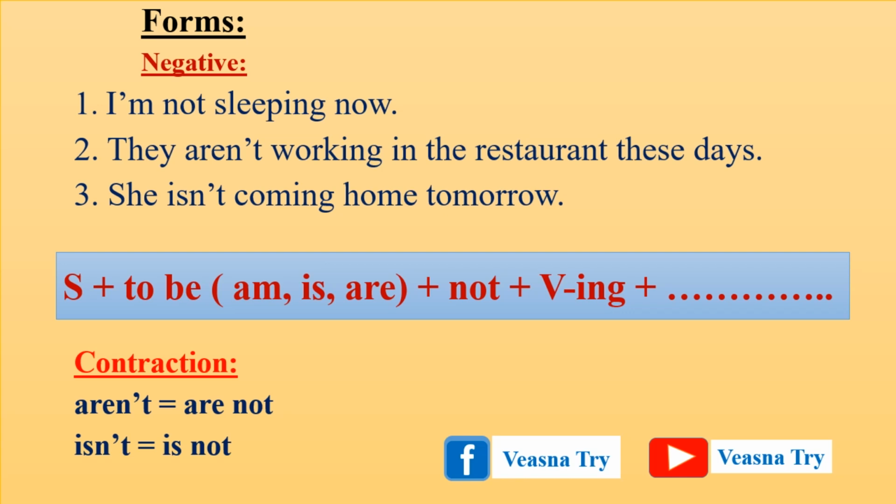Okay, now something else. 2, they aren't working in the restaurant these days. So they is a subject, aren't from the word are not, right? Be plus not, okay, and then working is verb ing. In the restaurant these days is about something else. 3, she isn't coming home tomorrow. So she is the subject, isn't comes from the word is and not together. Okay, is is to be and not, coming is verb ing. Okay, so this is about the negative form of present continuous tense.